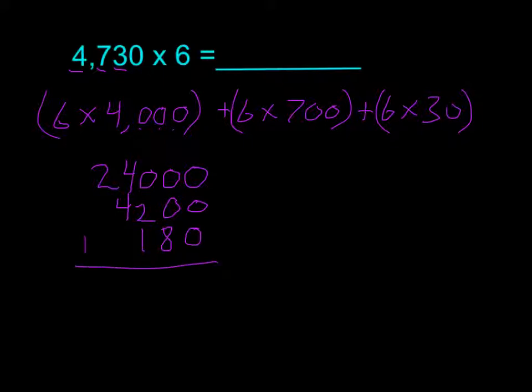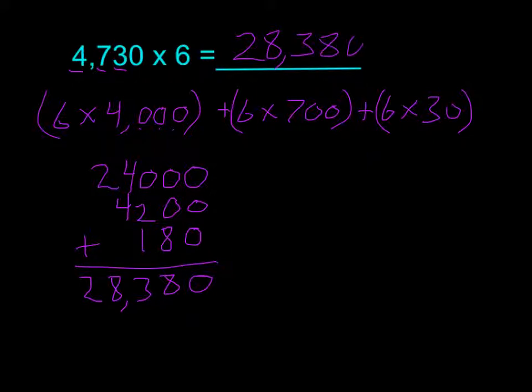Now we can add these up, and we get 0 plus 0 plus 0 is 0. 0 plus 0 plus 8 is 8. 0 plus 2 plus 1 is going to be 3. 4 plus 4 is 8. And then we bring down our 2. And our answer is 28,380. So we get 28,380 as our product of 4,730 times 6.